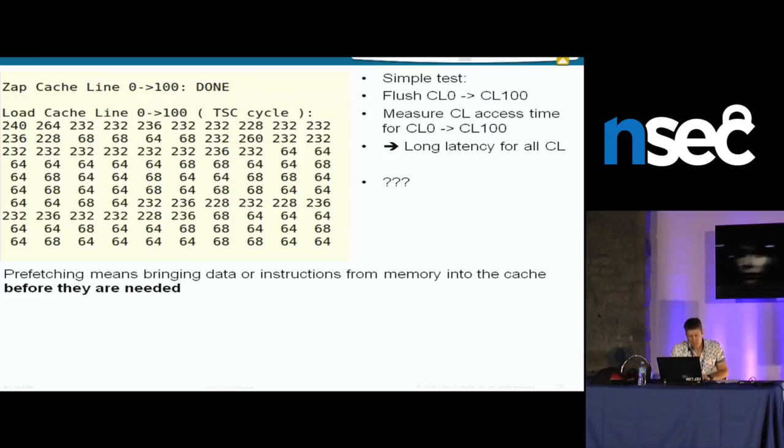This is really when I learned about prefetching. Prefetching means bringing data or instructions from memory into the cache before they are needed.